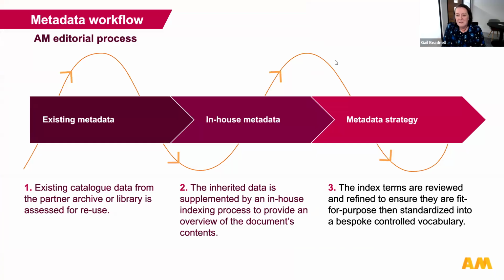So the metadata journey for each collection begins with assessing what existing catalogue data is available from the source archive or library. And this data comes to us in many formats, for example, via a library catalogue. It could be a web page or a PDF document. There could be a file of MARC records or a traditional printed catalogue, and we will work with whatever is available and comes our way.